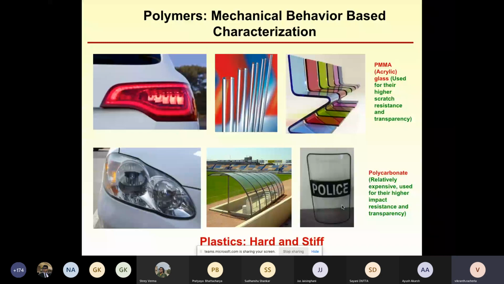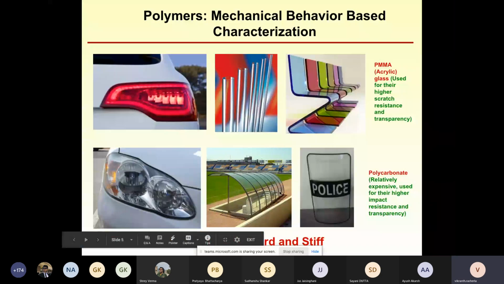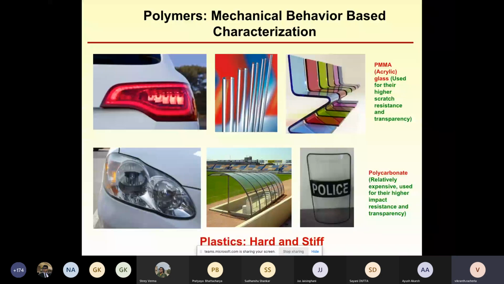Now, polycarbonate, on the other hand, is also transparent, but it has another very important property, that it has very high impact resistance. So you must have heard this word bulletproof glass. Many times when the prime minister, chief minister, when these people give speeches, they are standing behind what looks like a glass, but that's not really glass, that is polycarbonate. Glass is brittle. Glass can never stop a bullet or anything really.